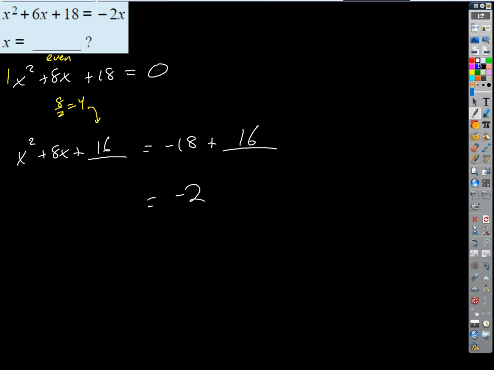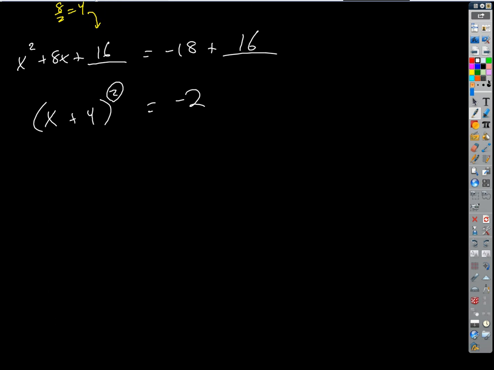On the left side, what's that going to factor into? Of course, what are my numbers that multiply to 16 and add to 8? 4 and 4, right? X plus 4 squared. Lauren, last 2 steps. To solve for x there. Because now I can just isolate it, right? So square root, good.